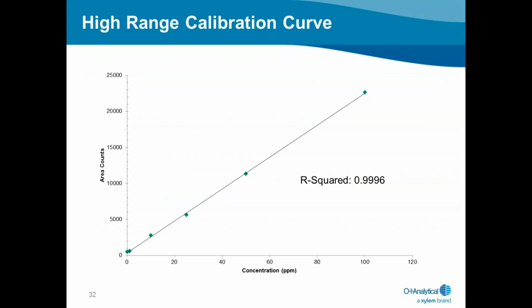This is the calibration curve from the high-range calibration. All standards were matrix matched to the best of our ability with the anticipated salt concentration. So these standards were actually prepared in 3% sodium chloride solution. Each calibration point was analyzed in triplicate, again, with no outlier removal.